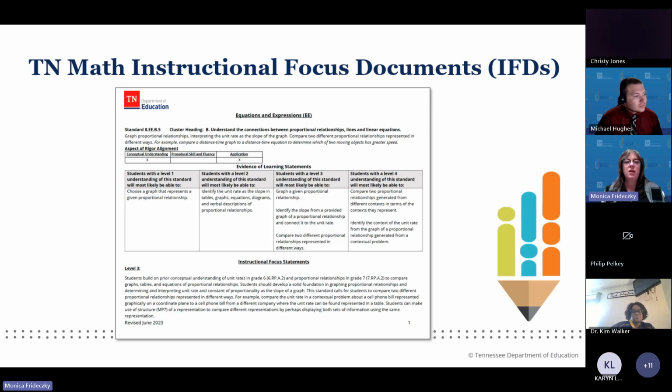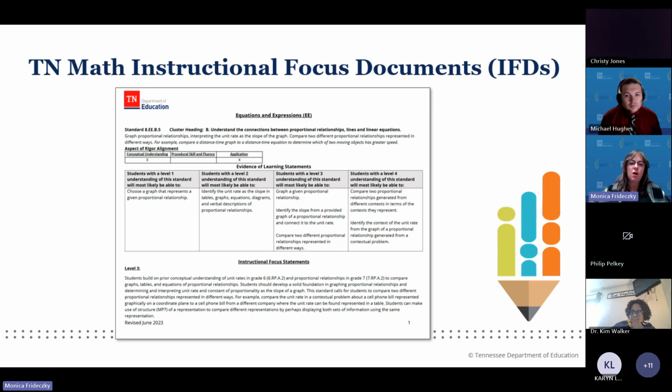in each standard. You also have those levels 1, 2, 3, and 4 of evidence of learning statements. These are just kind of narratives that say this is what students would likely be able to do at this level. I want you to focus in on what it's saying in level 3. That is grade level. Grade level learning is always in level 3.